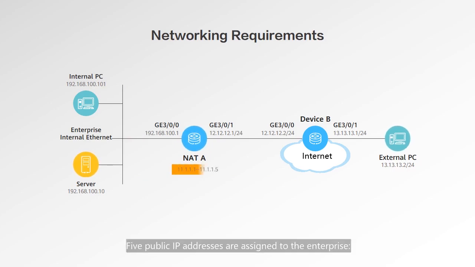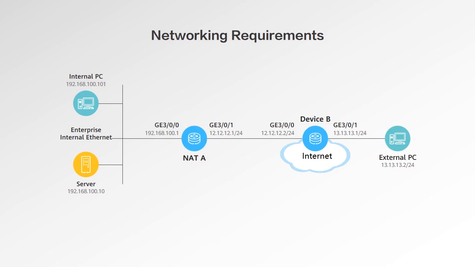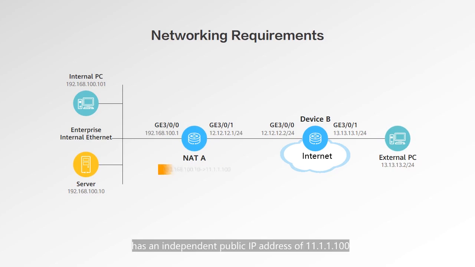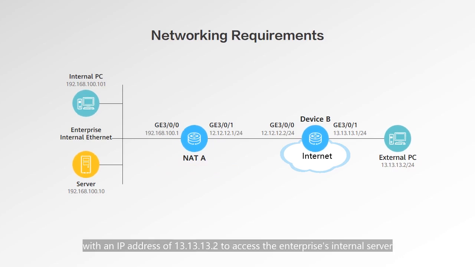5 public IP addresses are assigned to the enterprise, 11.1.1.1 through 11.1.1.5. In addition, the enterprise's internal server has an independent public IP address of 11.1.1.100. The internal server function through one-to-one NAT allows an external host with an IP address of 13.13.13.2 to access the enterprise internal server.